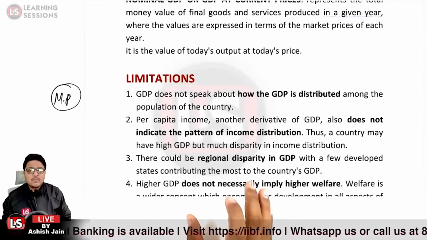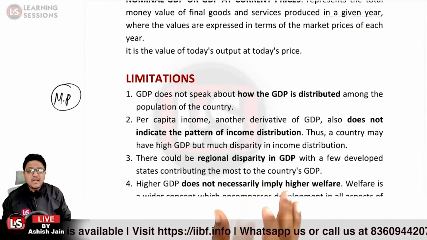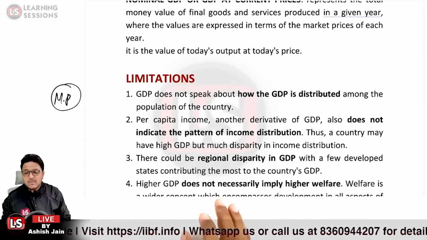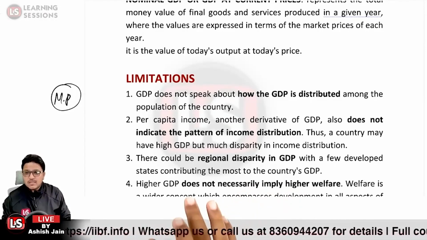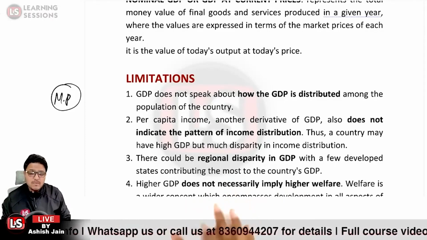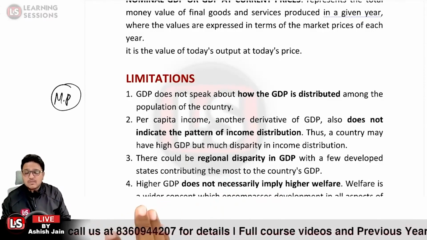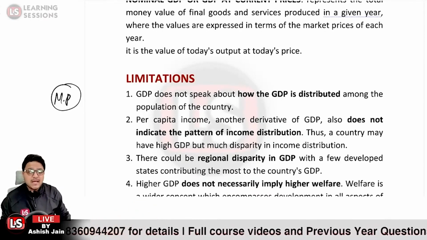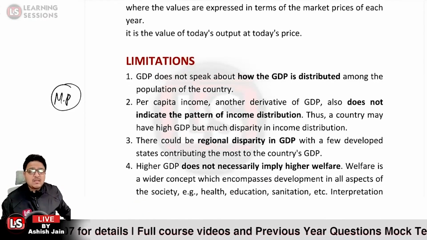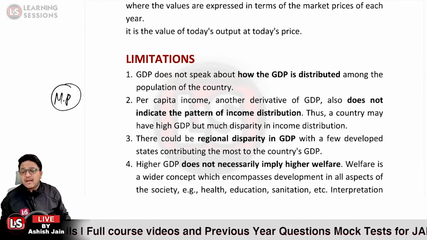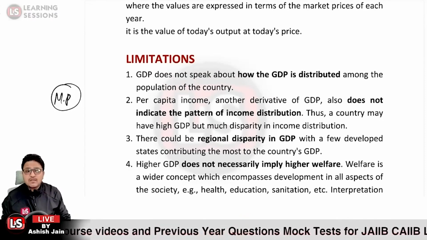Further, there could be regional disparity in GDP, where we are concerned about the GDP of the nation. It may be the case that some of the states have very low GDP, where some of the states may have very high GDP. Higher GDP does not necessarily imply higher welfare. So welfare is a wider concept.